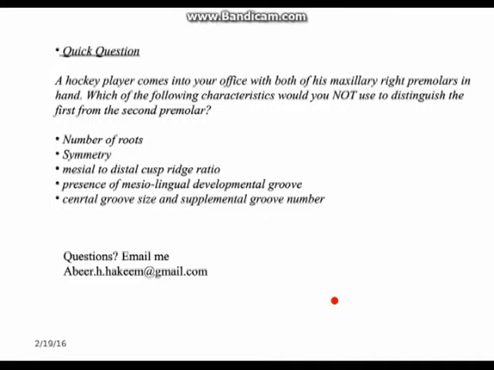So I put a quick question for this. A hockey player comes into your office with both his maxillary right premolars in his hand. Which of the following characteristics would you not use to distinguish the first from the second premolar? Remember, you would not use it to distinguish the first from the second. Number of roots, symmetry, mesiodistal cusp ratio, presence of mesiolingual developmental groove, central groove size, and supplemental groove number.